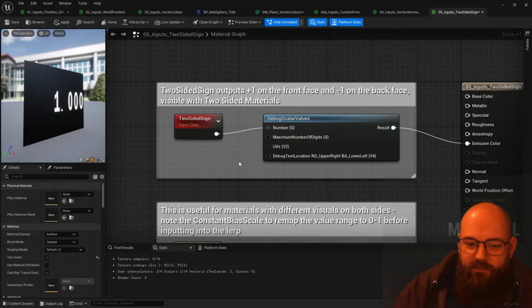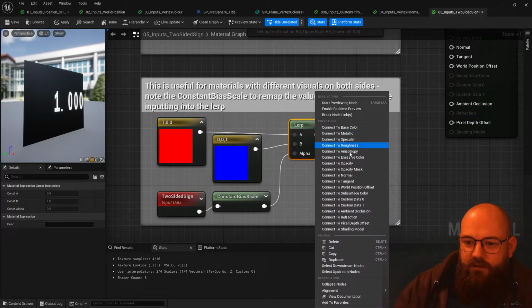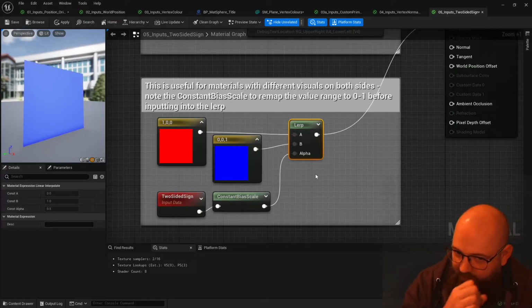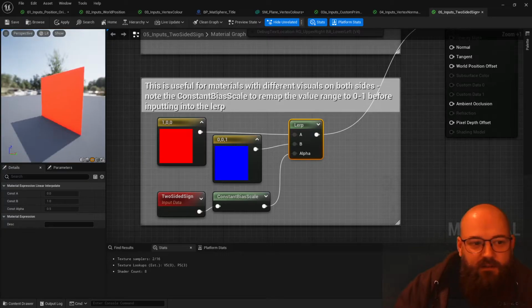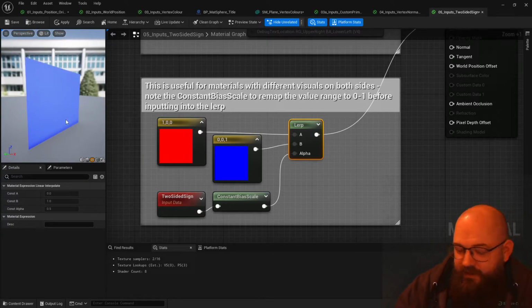This is useful for a number of things. We could, for example, just blend between two colors. And if I plug that to emissive, now our front face is going to be blue and our back face is going to be red. So we can make two-sided materials with different things on either side that can be fully textured.